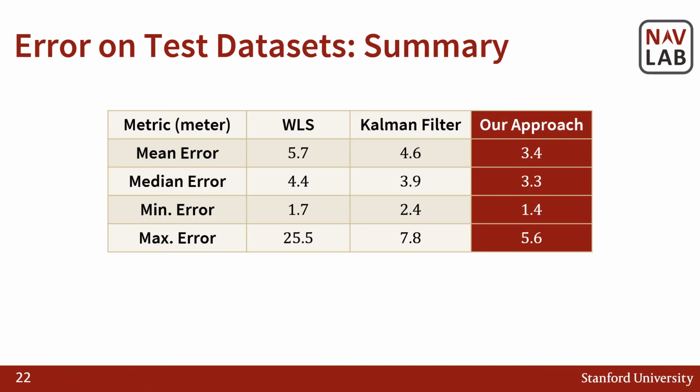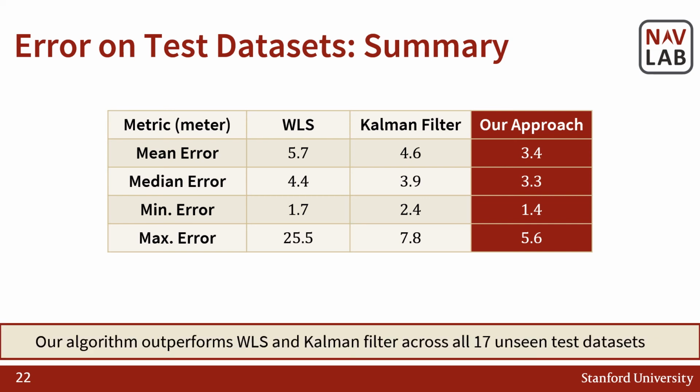Here is a summary of the positioning error on test datasets. As shown here in the table, our approach has the highest positioning accuracy since it has the lowest mean error, median error, minimum error, as well as maximum error. This shows that our algorithm outperforms both the WLS and the Kalman filter baselines across all 17 unseen test datasets with respect to every single metric.